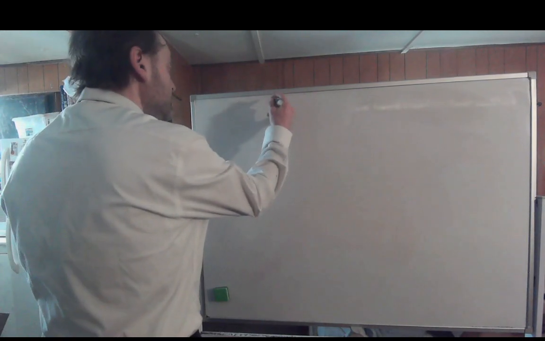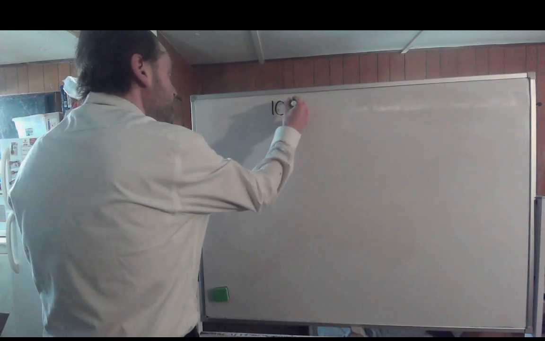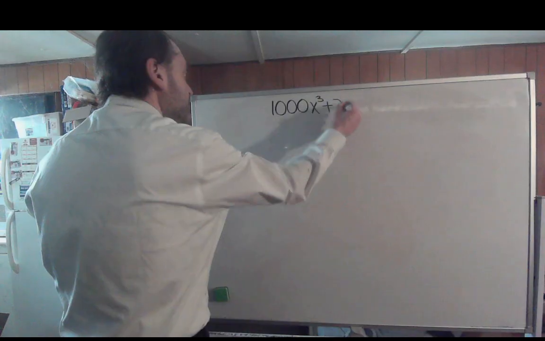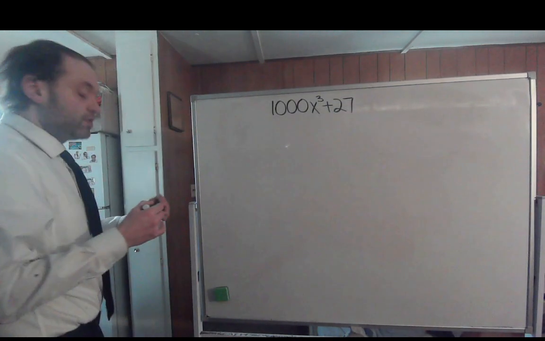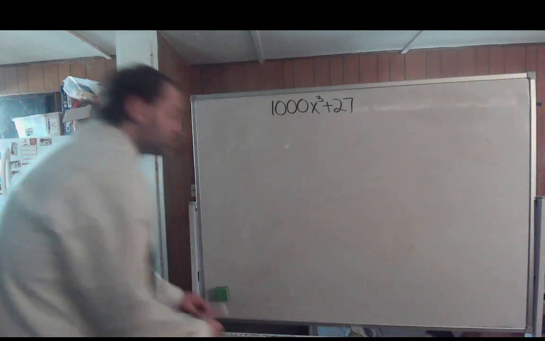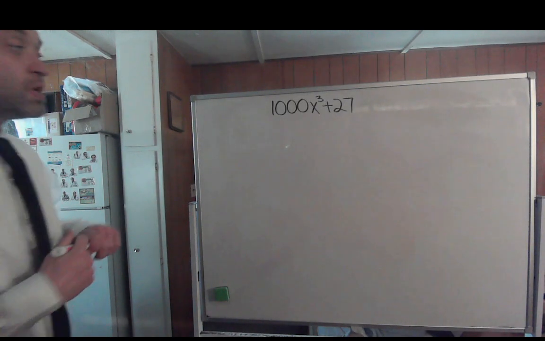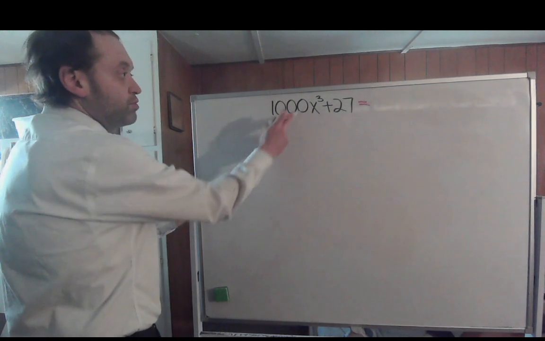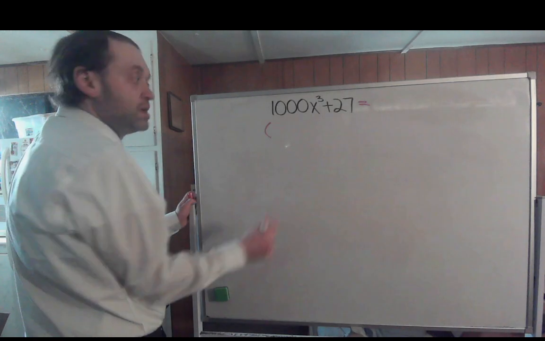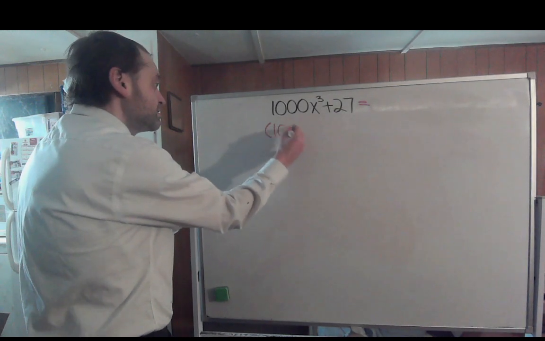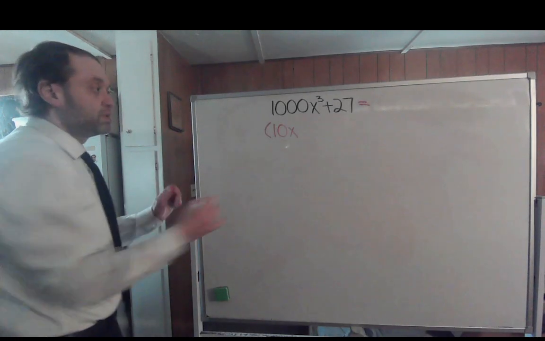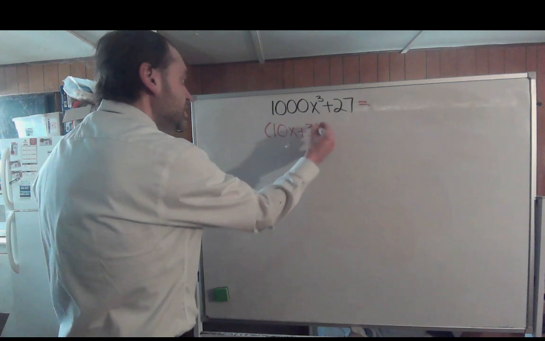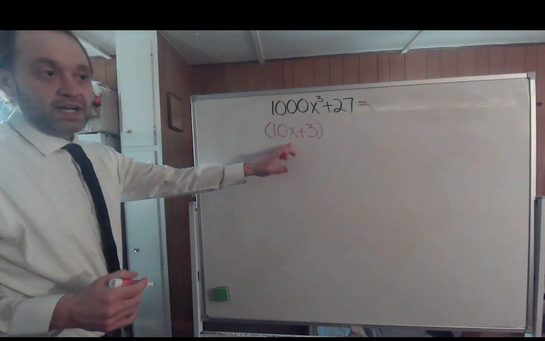Good one. We have 1000x cubed plus 27. So we've been given 1000x cubed plus 27. So let's find our linear factor first. So take the cube root of 1000x cubed. That would just be 10x. That would give you 10x plus what is the cube root of 27? That'd be 3. So your linear factor is 10x plus 3.